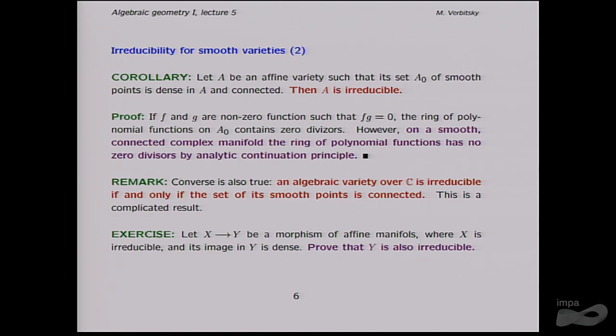You use the same proof. If you have f and g functions on Y such that fg is 0, and f and g are not identically 0 on Y, then if you compose with that map, you get a function fg. But you have to use density. Otherwise, it's false, because a non-zero open set intersects a dense subset, so the intersection is non-empty. Yeah, very good. Thank you very much. Good.